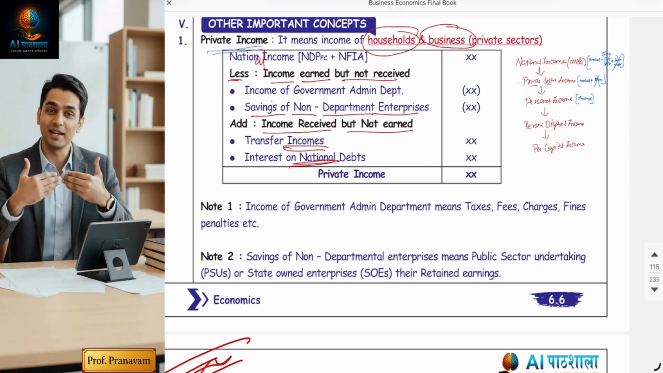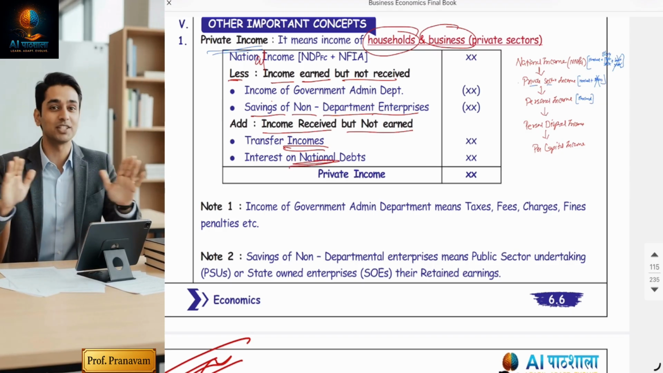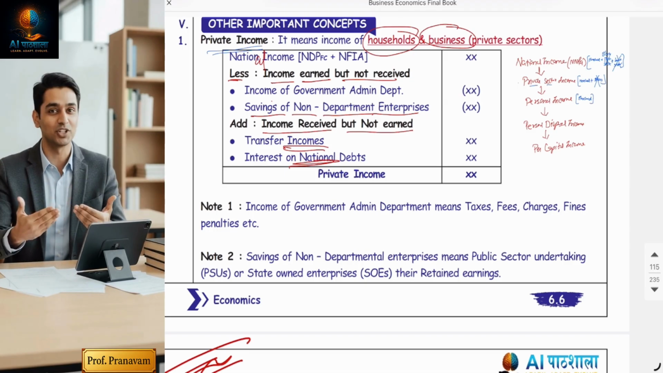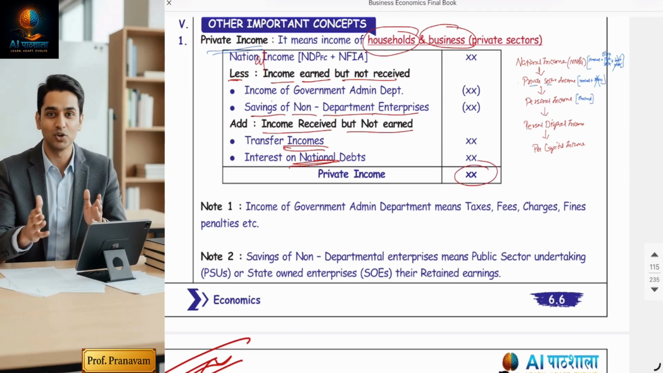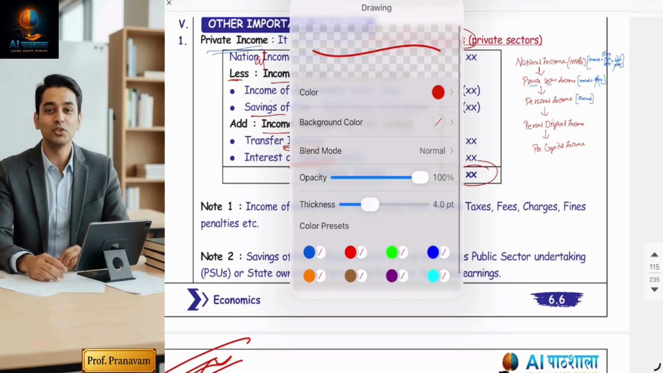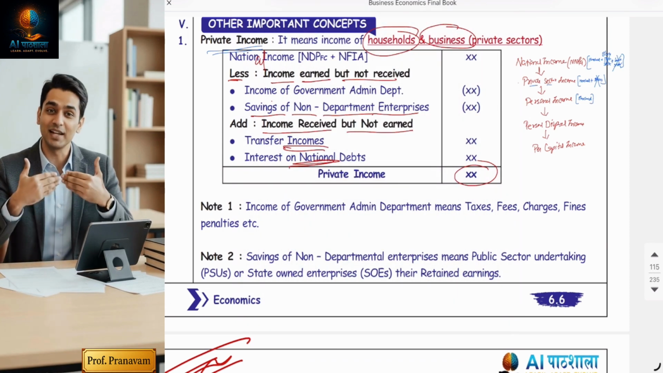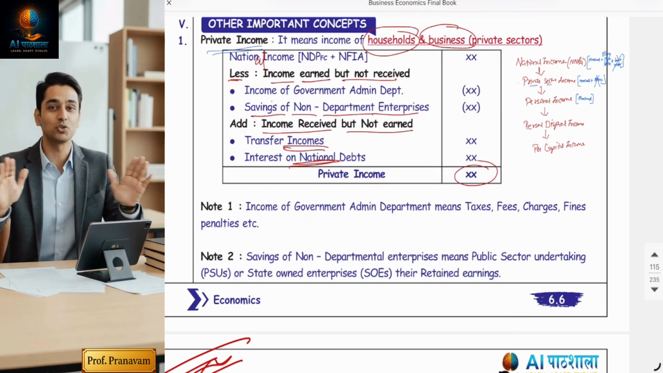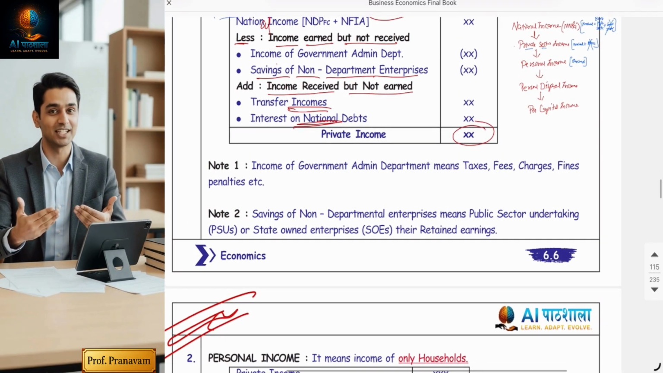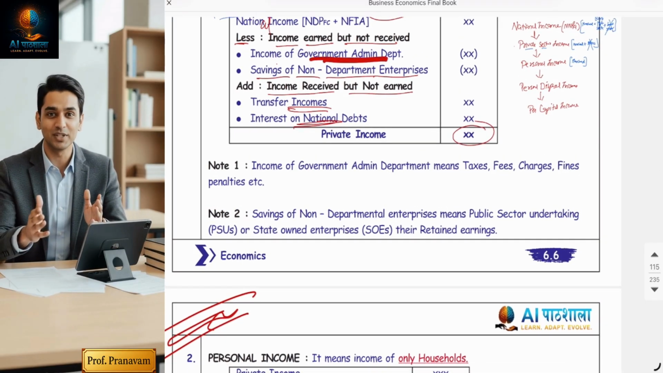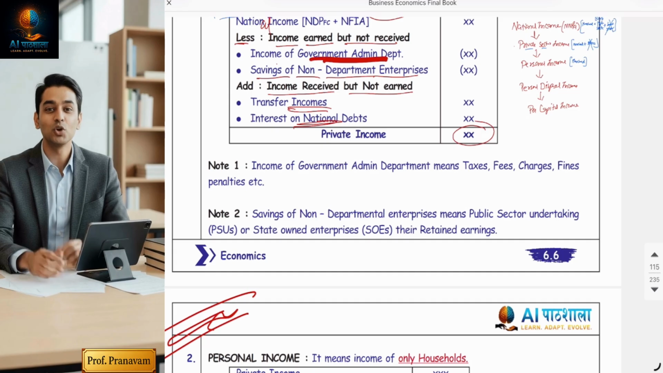And interest on national debts. Point number seven. These two transactions should be added, and you'll be getting private income. Very simple funda, sir. Very simple funda. Hope you understood. Yes. Now, here one technical word we have used, income of government administrative departments, that you have to reduce. What do you mean by income of government administrative departments?